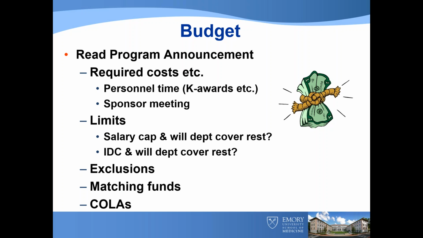Also find out if there's limits. Are they using the NIH salary cap? The NIH obviously does, but is anybody else asking you to use the salary cap? And also, if this does occur, make sure, for example, on a K award, that the department's going to cover the rest. Indirect costs, these are negotiated by the university. Every university has their own indirect cost rate. Ours is 50.52%, I think. And it changes on a regular basis. But there are some granting agencies, even the federal government, plus a lot of the foundations, that will only pay up to a certain amount.